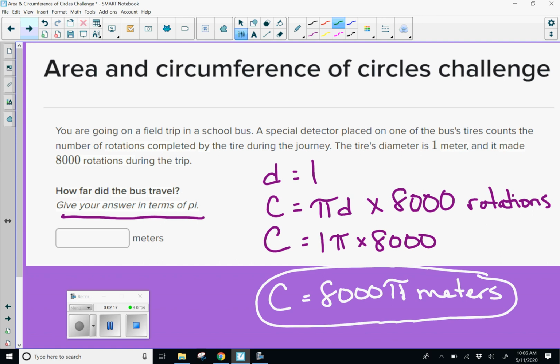Now we learned during the circumference and rotations skills that one rotation is equivalent to the circumference of your circle. They're telling us the diameter is 1, so I've written that down. And the circumference, which is equivalent to one rotation, is pi times diameter, and then we're going to multiply that by 8,000 because it's making 8,000 rotations. So our diameter is 1, so I'm going to plug that in. 1 times pi is 1 pi, and then 1 pi times 8,000 is going to give us a circumference of 8,000 pi meters. And that would be our answer in terms of pi.